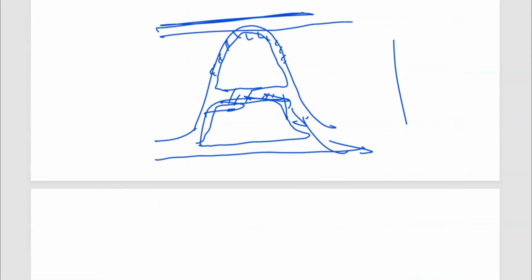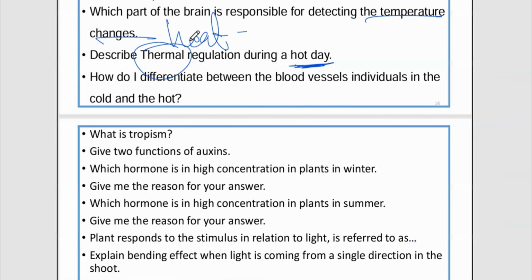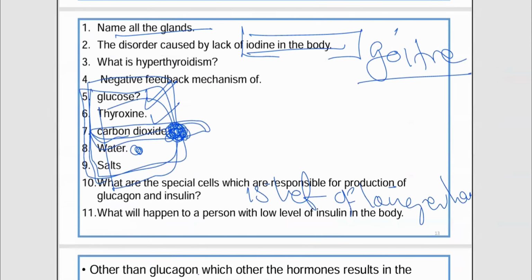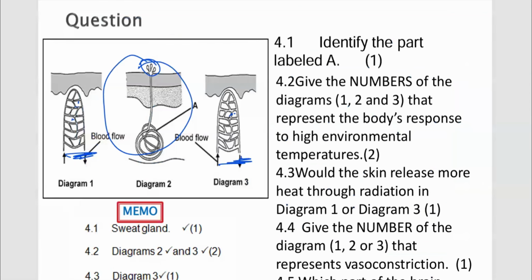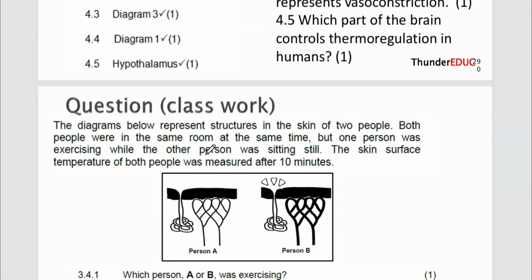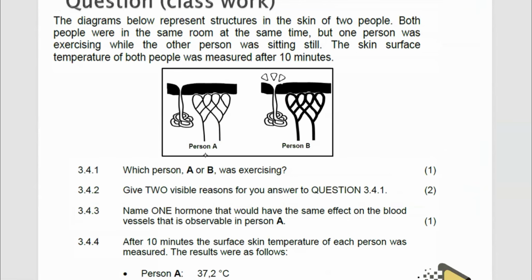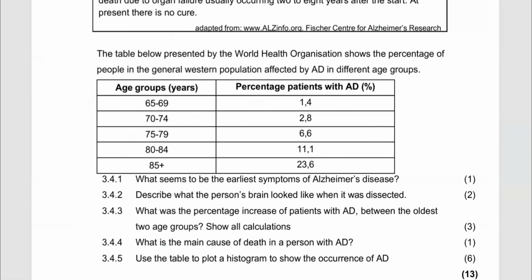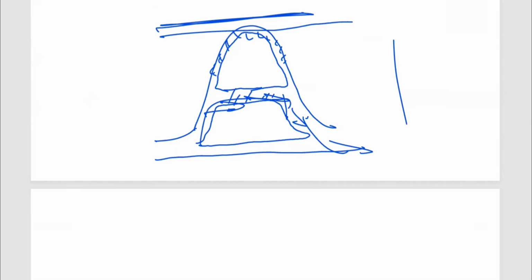And if you look at this question, you see that here the blood vessels have dilated. You see them, they are a little bit bigger, and here the blood vessels are constricted. So if you check here, you also see they have dilated, and then here they have constricted, and here you see there is sweat, and here there is no sweat. So this shows that this is a cold day, while this one shows that it is a hot day.